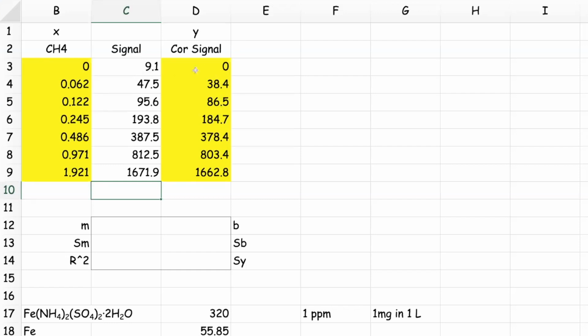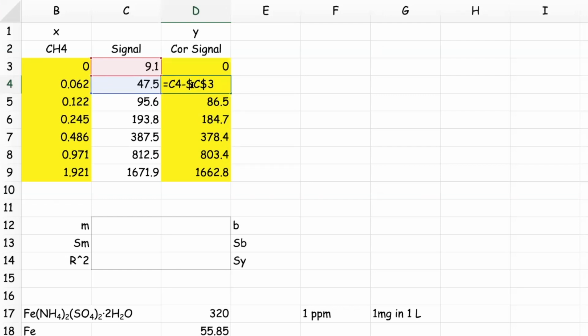So 9.1 minus 9.1 is 0. 47.5 minus 9.1 is 38.4. 95.6 minus 9.1 is 86.4. Now, you can do this by hand, but it's easier to just write a formula. And the formula is going to be taking this cell, subtracting it from this cell, which happens to be C3. This is like battleship. This is a grid. This is C, and this is 3. This is C, and this is 4.